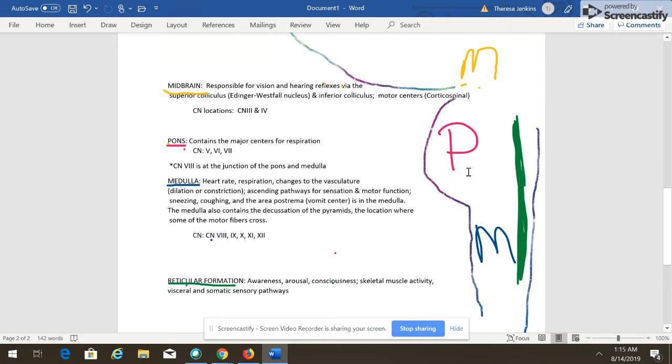Now the pons here contains the major centers for respiration, and the pons helps to regulate rate control for breathing and also the depth of respiration. The pons contains cranial nerves 5, 6, 7, and cranial nerve number 8 is at the junction of the pons and the medulla, which is located just about here.